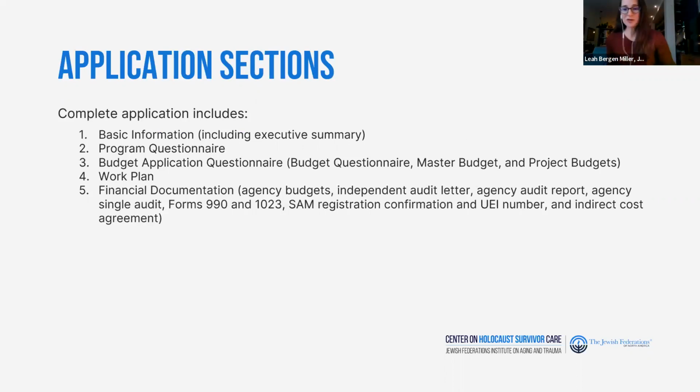Here, this is probably one of the most important slides in the entire deck because this really tells you what a complete application looks like. It requires the basic information, which is essentially your contact information and the executive summary. It also includes the program questionnaire, which we're going to go over all these other parts, the budget application questionnaire, which is actually a workbook that has the budget questionnaire, the master budget, and project budgets all included in it. A work plan is also required. And then finally, financial documentation. All of this can be found in section 4.3.